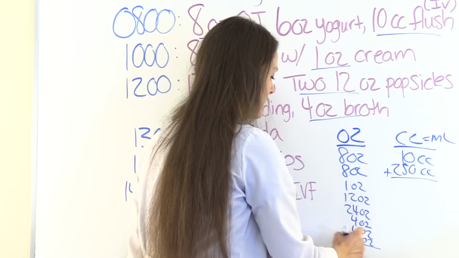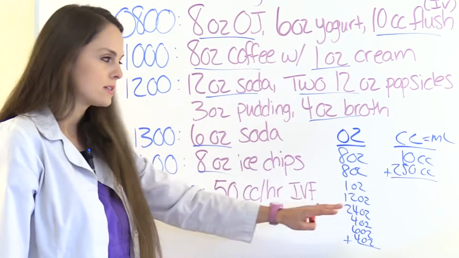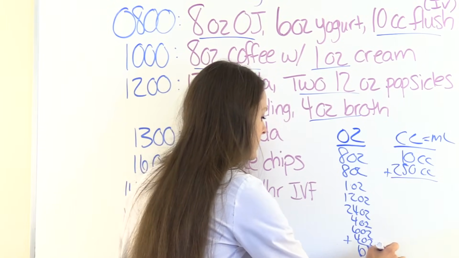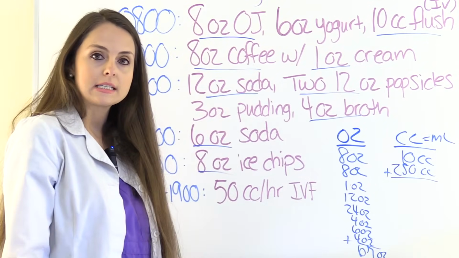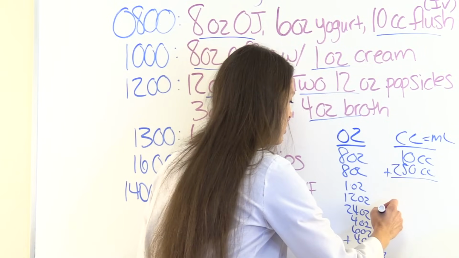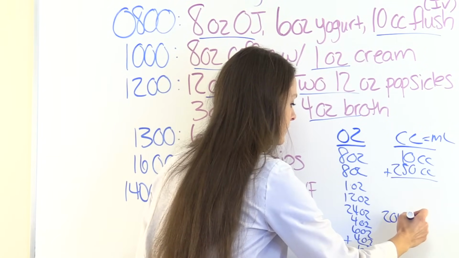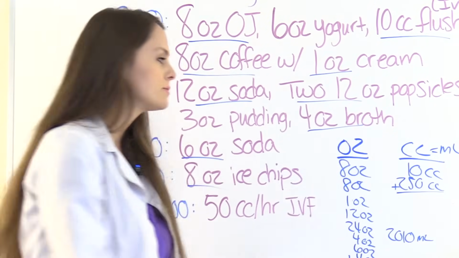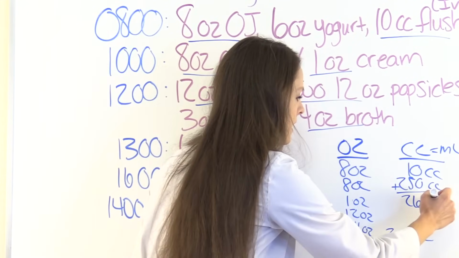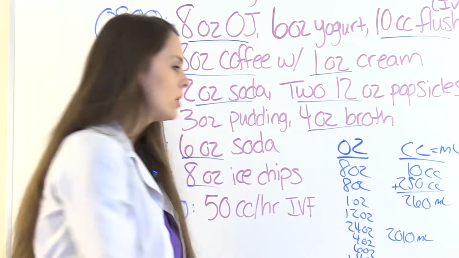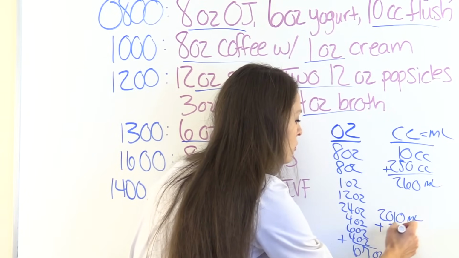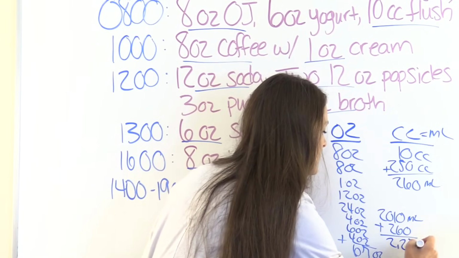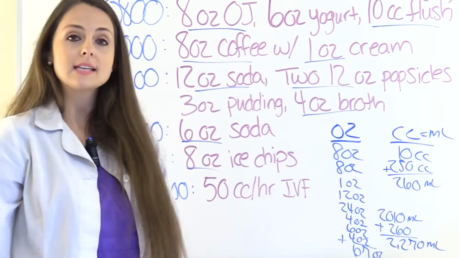Okay. Now we're ready to add. We're going to add up all of our ounces. So all that added together equals 67. But we're still in ounces and we've got to get to milliliters. So we'll multiply 67 by 30 and that equals 2010. Now we have to work this part over here. So 10 plus 250 equals 260. And then we add it all together. So 2010 plus 260 equals 2,270 milliliters, and that was their total intake for your shift.